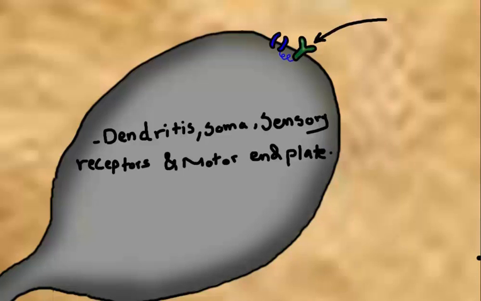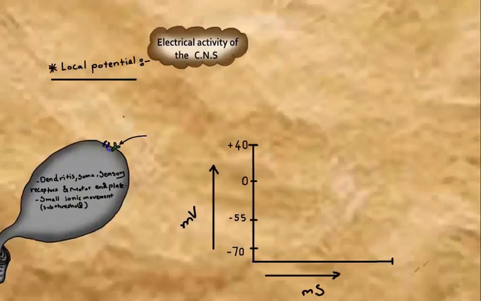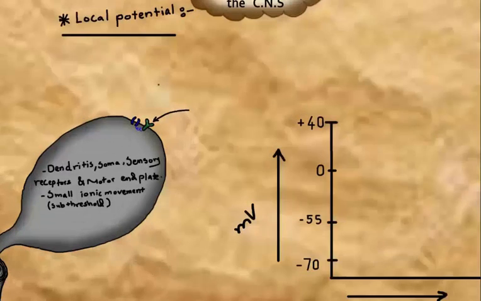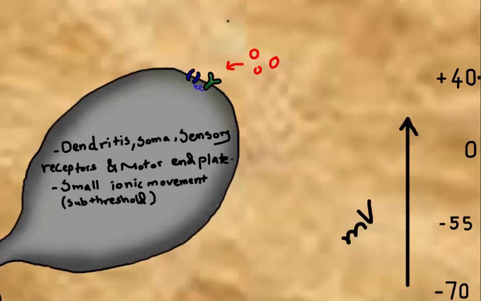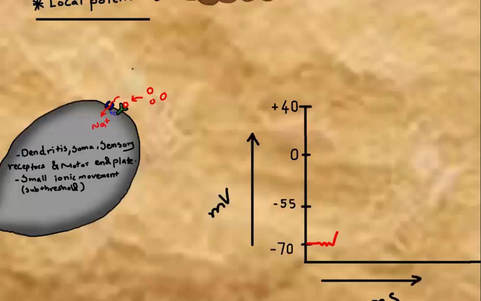The local potential is caused by a minimal ionic movement not reaching the firing level or the threshold, a point at which an action potential takes place, and it's about minus 55 millivolts for the neuronal cell. For example, this neuron is receiving signals through its receptors, which are connected to a chemical-gated sodium channel. The result is a subthreshold partial depolarization.